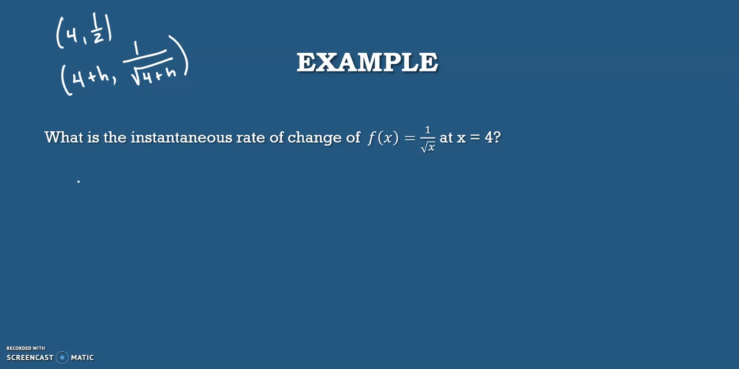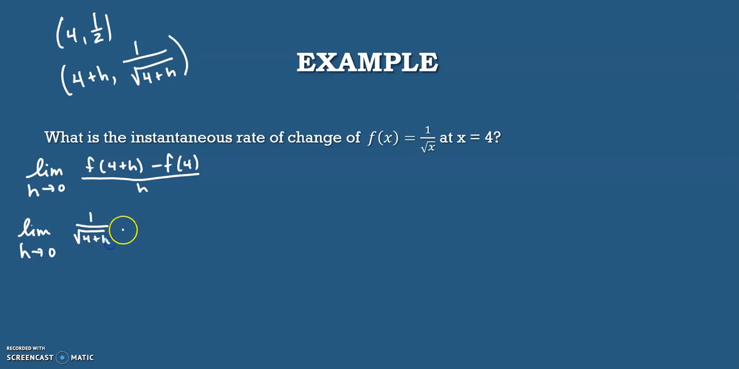So those are our 2 points. If I think of it as the difference quotient, it's going to be the limit as h goes to 0 of f of 4 plus h minus f of 4 all over 4 plus h minus 4, which is h. Now we do some evaluations. So we have the limit as h goes to 0 of 1 over root 4 plus h minus 1/2, all over h.